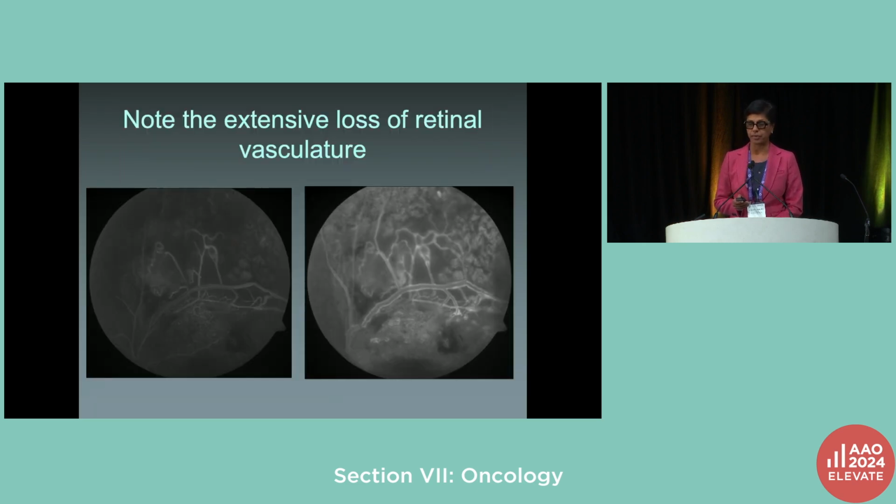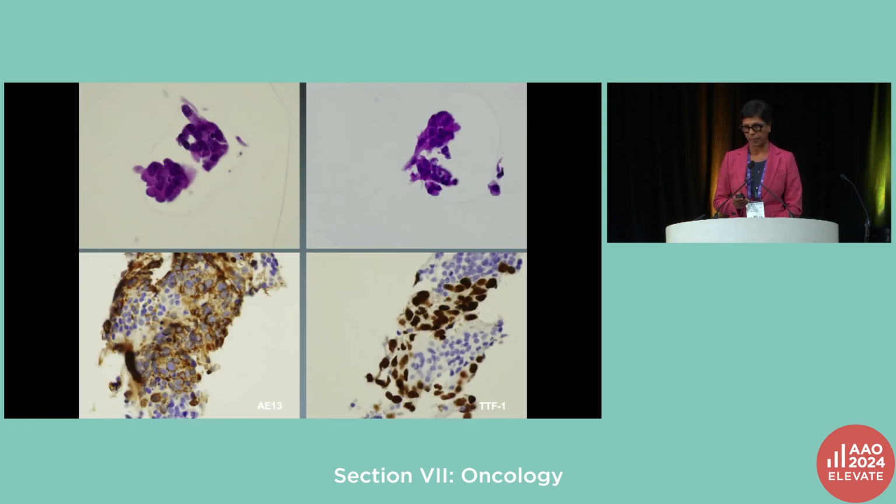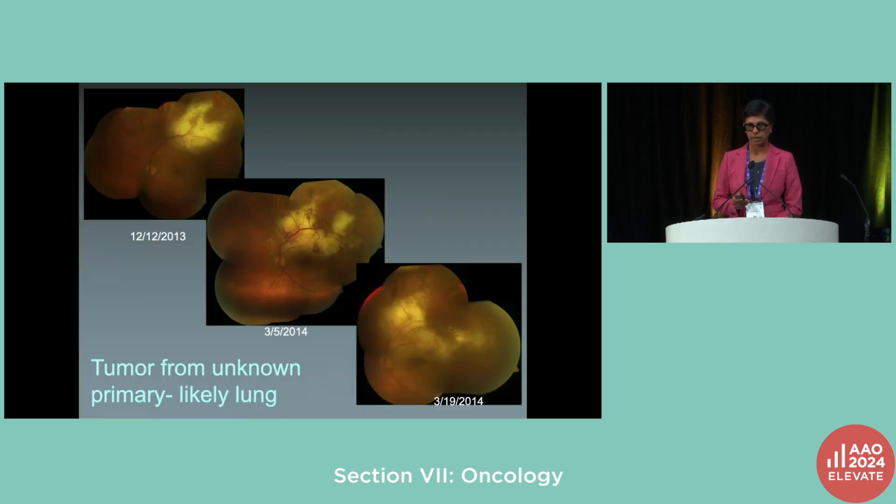A fluorescein angiogram is extremely useful. It tells you that the retinal vessels are completely occluded in this lesion. OCT shows retinal and subretinal involvement. He finally underwent a vitrectomy and a retinal biopsy, and he had anaplastic cells. And this was consistent with a tumor possibly from the lung. They could not determine where the site of origin was. So you can see how the lesion had progressed over time.